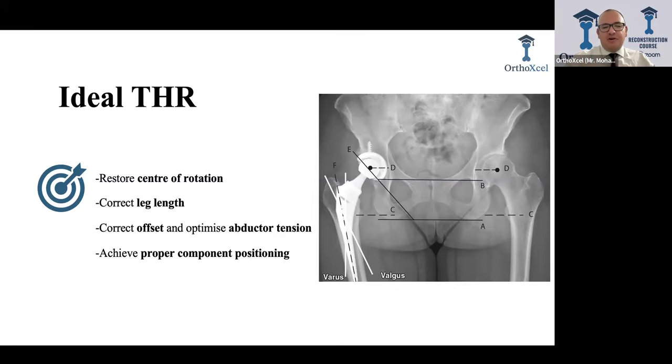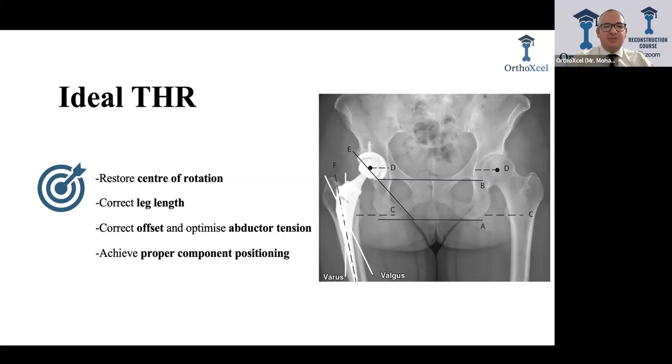You need to have a proper offset, so trying to replicate the distance between the longitudinal axis of the femur and the center of rotation. So if you measure this distance as a perpendicular distance, this is the offset we aim for. And if you don't replicate this offset properly, if this implant has a short offset, or if you're using a modular implant with a shorter neck, the short offset means less soft tissue tension and more risk of dislocation.